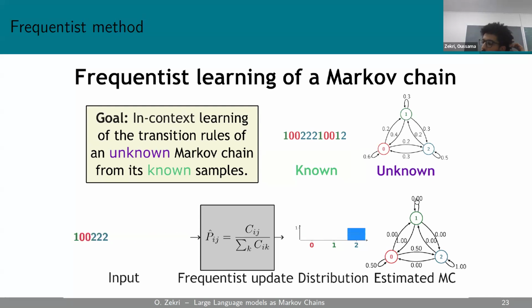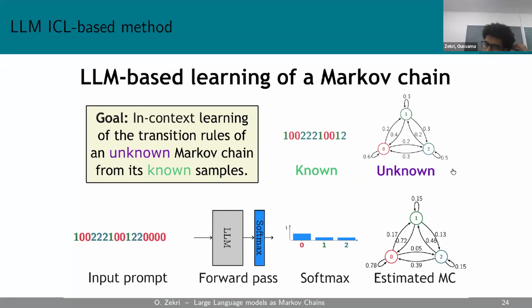Another method you can use with an LLM is to consider the same problem, but input the samples to the LLM, check the output, and put the output in the arrows. So this is basically the in-context learning task that we observed on the first figure and on the previous table. You can just prompt your LLM and check what probability it puts on each state of the chain.